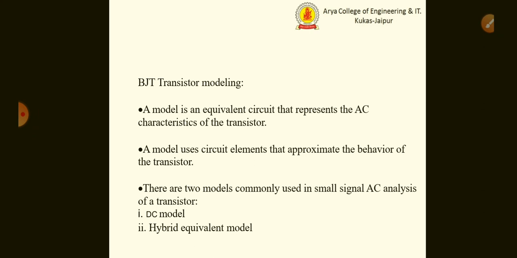First is the DC model, which is used for the operating point. This one is not used for the AC analysis, but it is used to find out the value of IC and VCEQ in the BJT circuit. And second is the hybrid equivalent model.